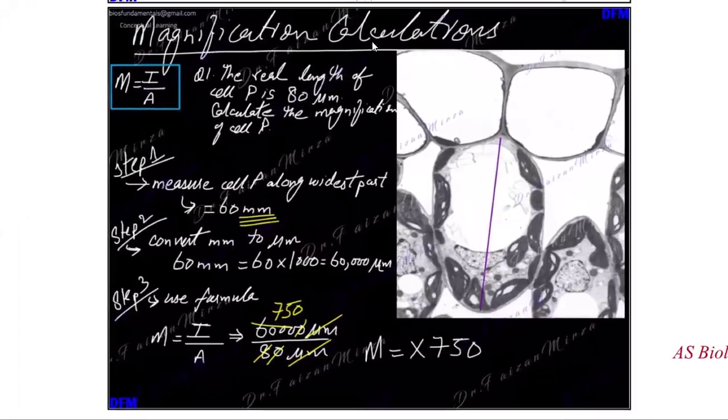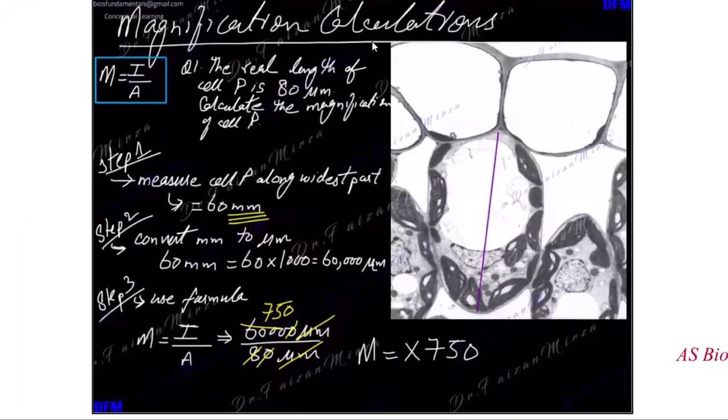In this video, I am discussing with you magnification calculation, how magnification calculations are performed. There are broadly two basic types of questions that are asked in magnification calculation. Let's discuss them one by one. The formula for magnification is equal to image upon actual. You must remember the formula and you should know how to rearrange the formula when need be.